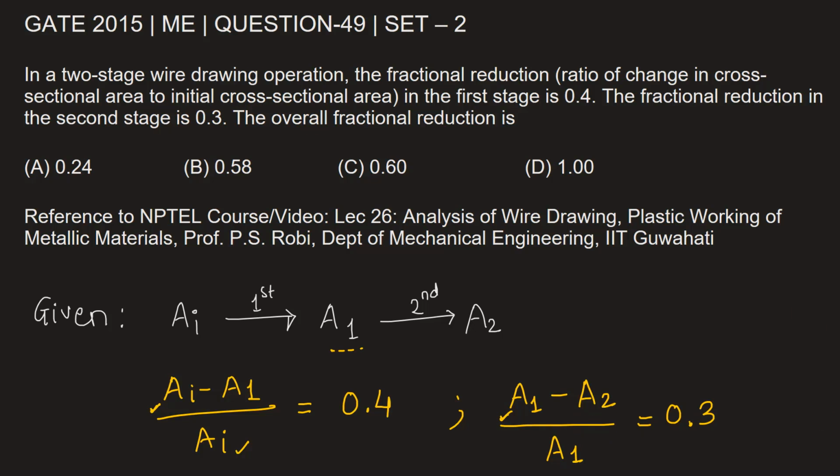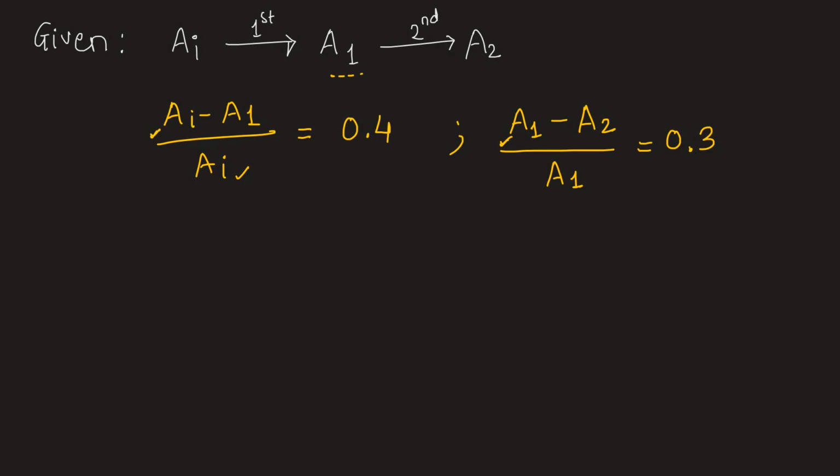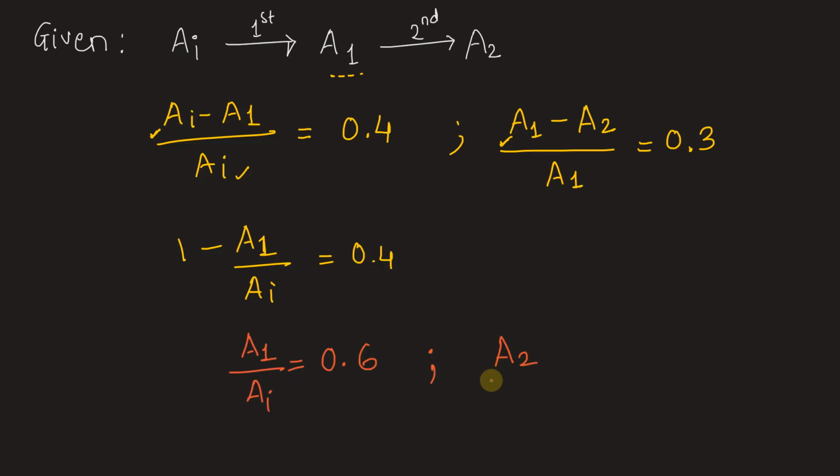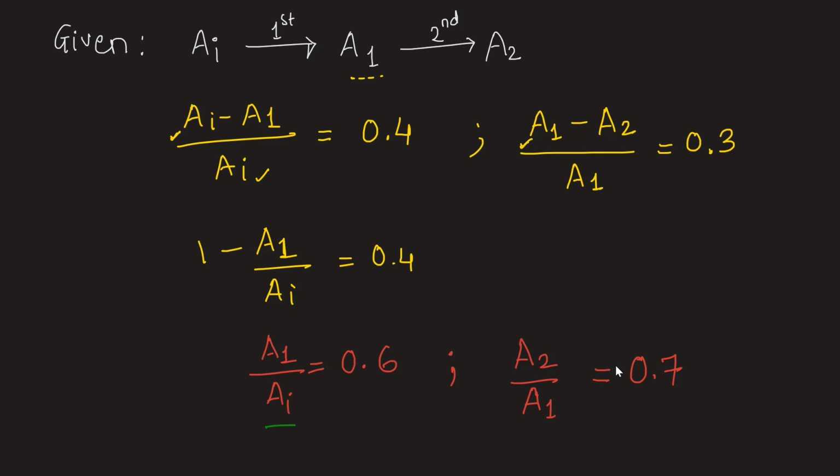Let's further find out the overall fractional reduction. So we can simplify this as AI by AI is 1, minus A1 by AI, is equal to 0.4. So we can find out A1 by AI from here. A1 by AI becomes 1 minus 0.4, that is 0.6. Similarly, we can also find out A2 by A1, which will be equal to 1 minus 0.3, that is 0.7. Now from these two ratios, we can find out the ratio A2 by AI, which we can then use to find out the overall fractional reduction.